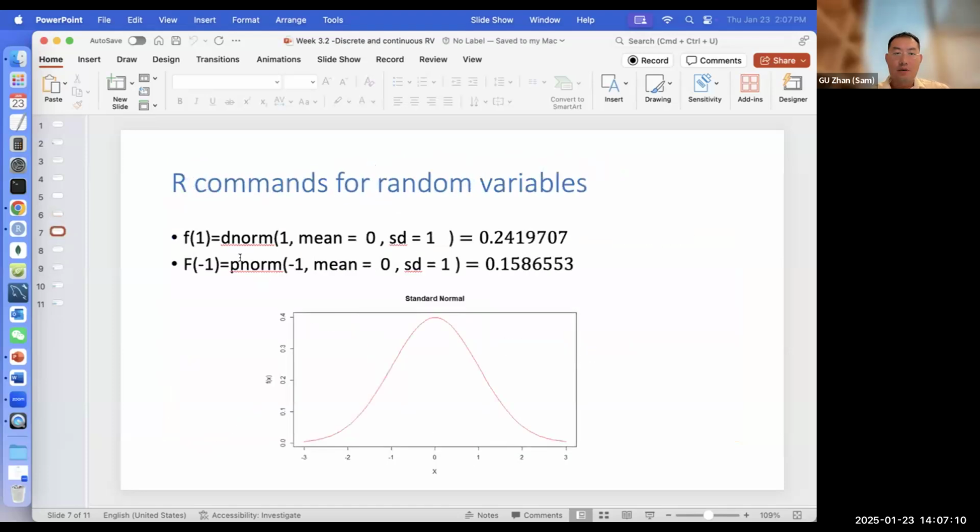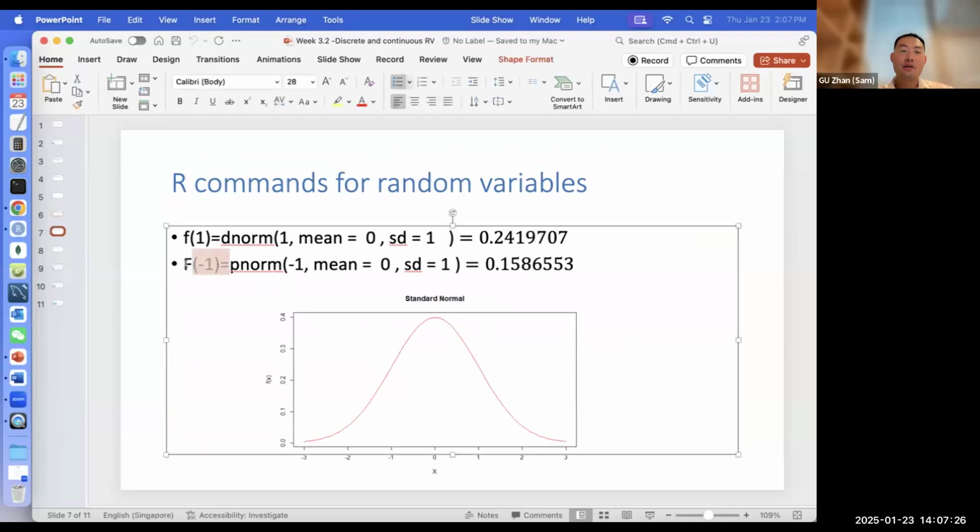R commands for random variables. So we are creating an f1. That means the probability density value for a normal distribution, standard norm with mean 0, standard deviation 1. What is the probability density value? And this f1 is the cumulative distribution function. So when x is minus 1, what is the area under this?